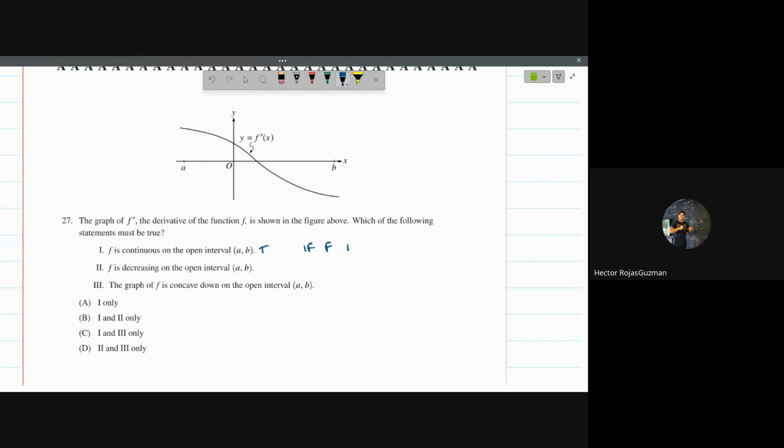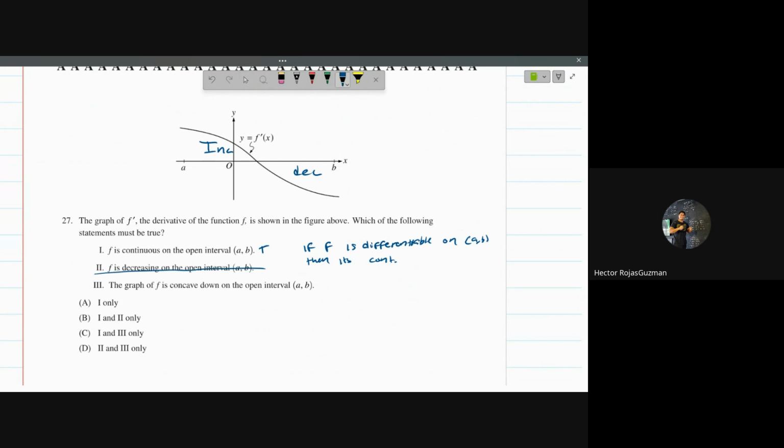If f is differentiable on an interval, then it's continuous. F is decreasing. No, because this is the derivative. That means it's increasing and then it's decreasing. This is false.